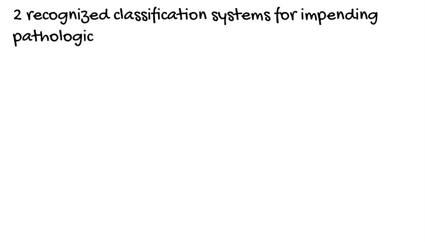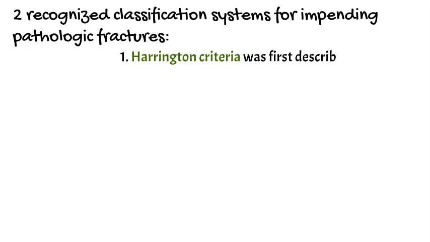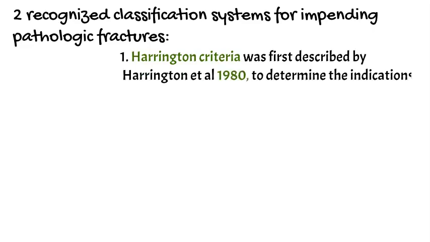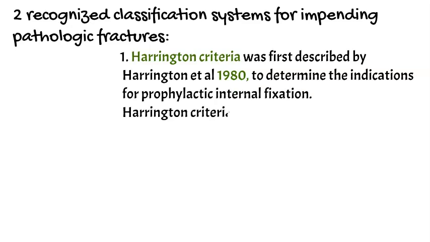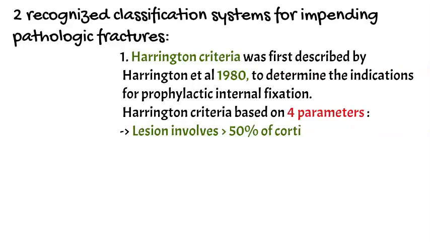Two recognized classification systems for impending pathologic fracture. Number 1, Harrington criteria was first described by Harrington et al. in 1980 to determine the indications for prophylactic internal fixation. Harrington criteria are based on 4 parameters.